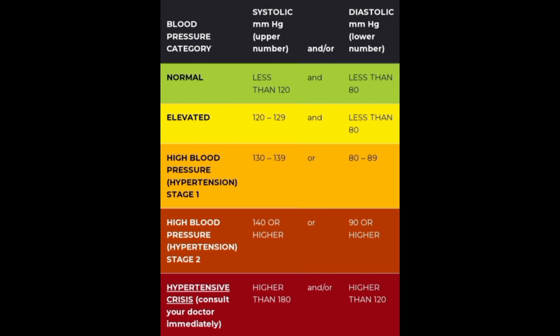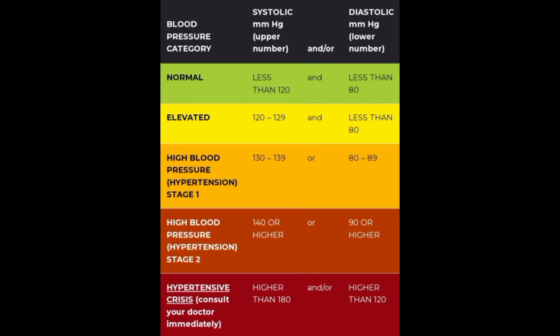Normal blood pressure level is 120 by 80. 120 is the systolic value, 80 is the diastolic value. Systolic is the upper number, diastolic is the lower number. Second one is elevated blood pressure. In elevated blood pressure, the systolic value is 120 to 129. Diastolic level is less than 80.